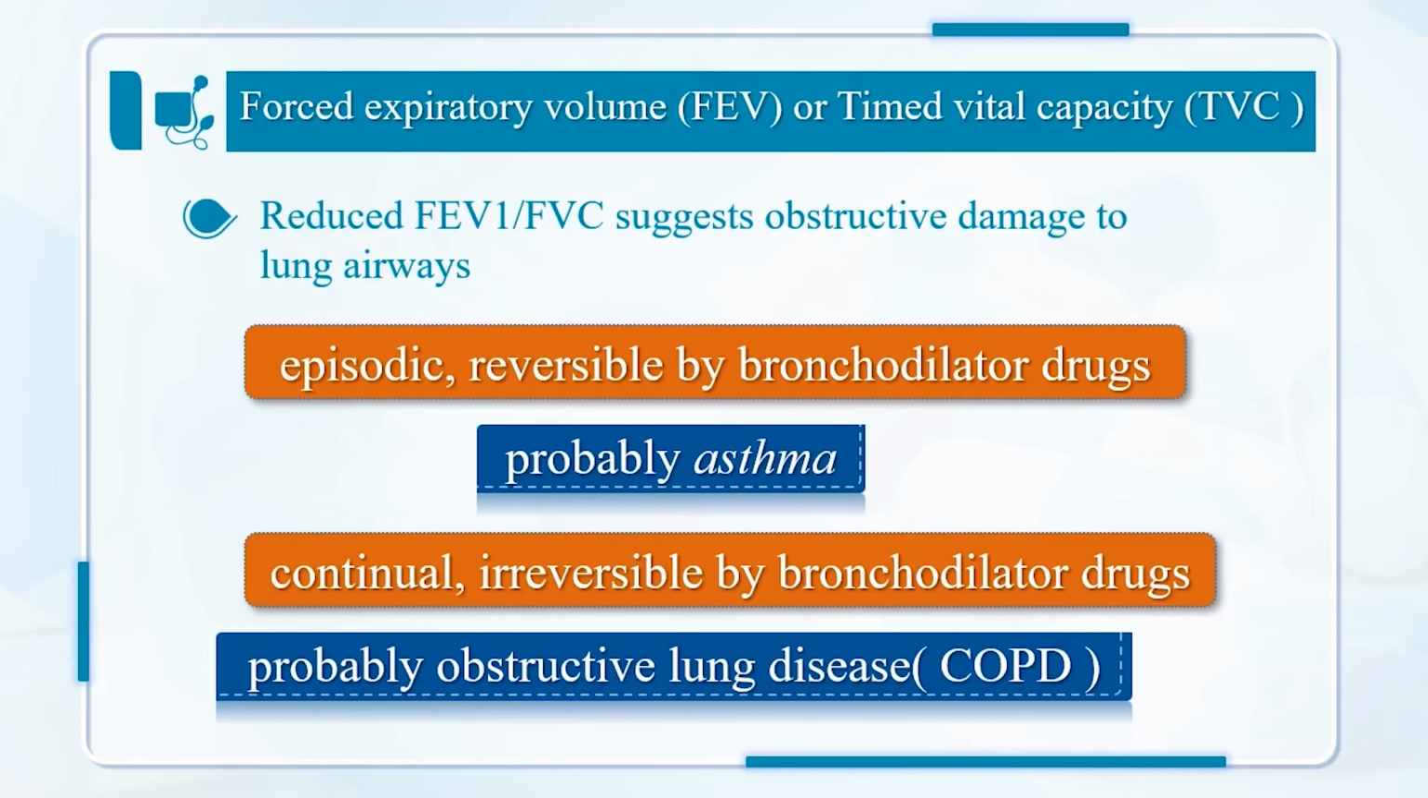Reduced ratio of FEV1 to FVC suggests obstructive damage to lung areas. For example, episodic, reversible by bronchodilator drugs, probably asthma. Continuous, irreversible by bronchodilator drugs, probably obstructive lung disease.